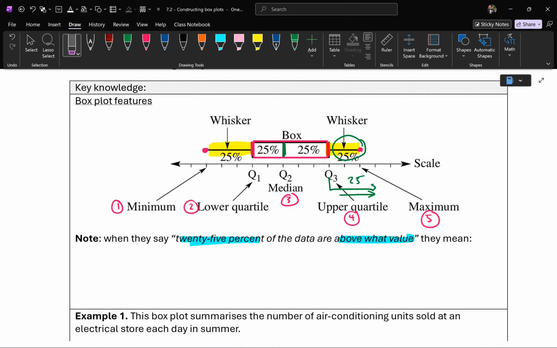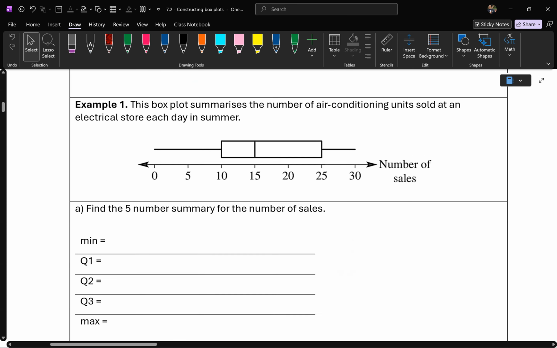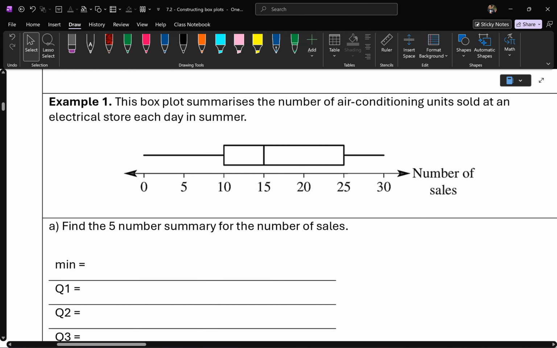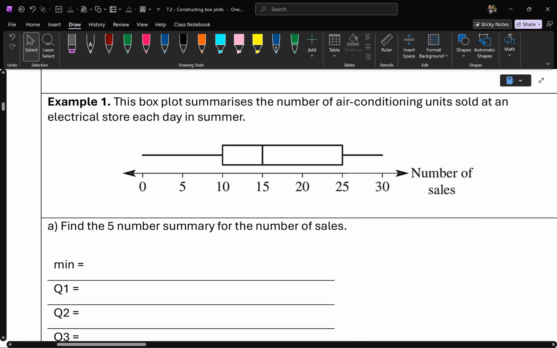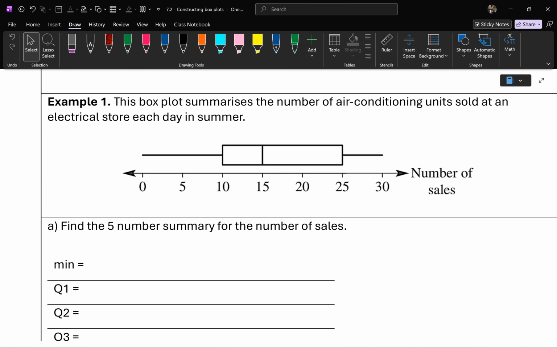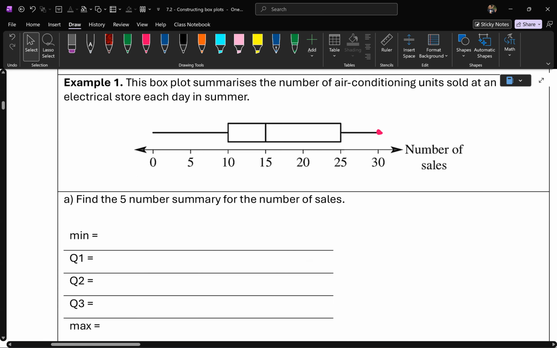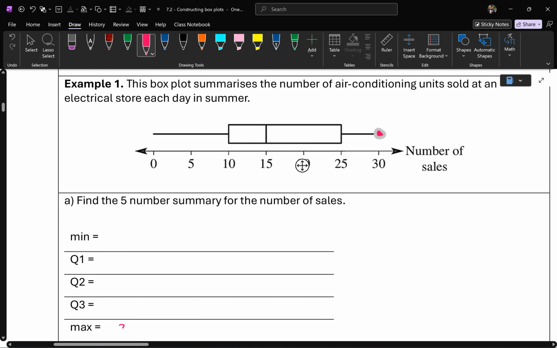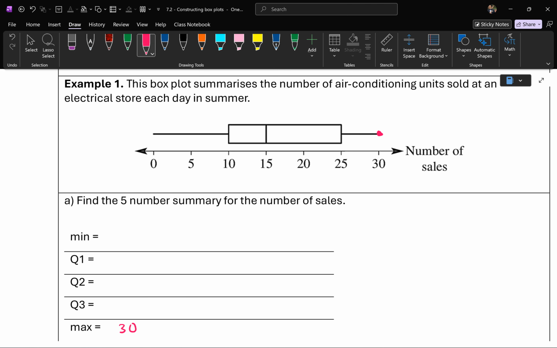Yeah? Let's do an example so that you can tie in how to draw a box plot and how to calculate the numbers. Here we go. I've given you a box plot in example 1. This box plot summarizes the number of air conditioning units sold at an electrical store. So this represents number of sales. We can clearly see there is maximum of 30 units being sold. So 30 units is maximum. What's the minimum number of units sold here? Can I please have Michael? What do you see? What's the minimum number of units sold?